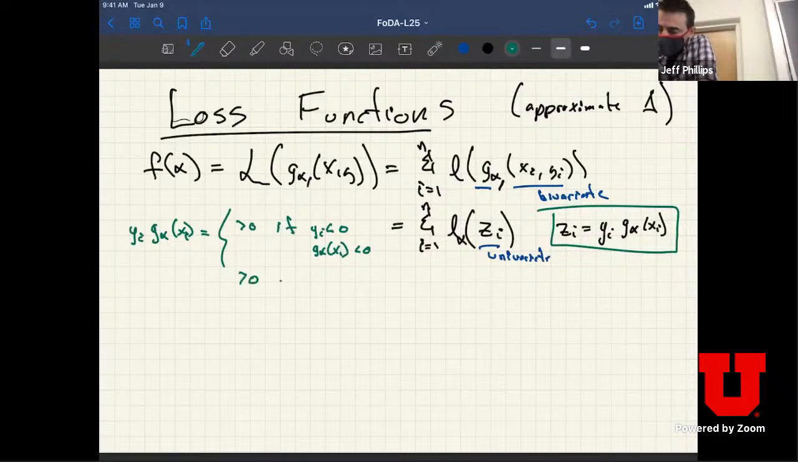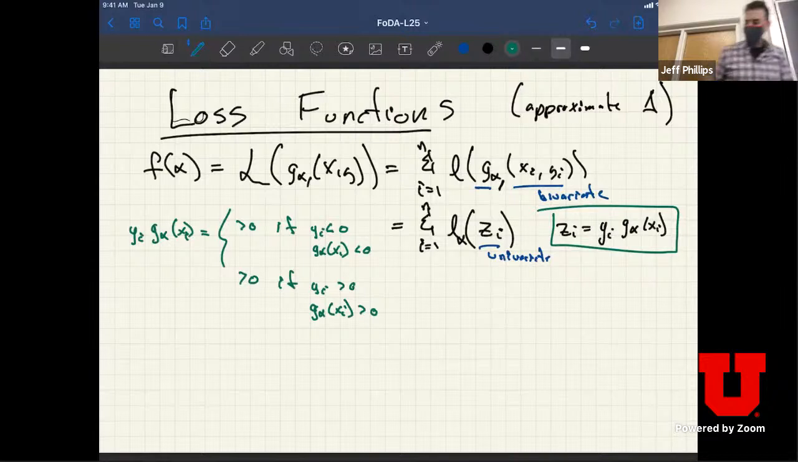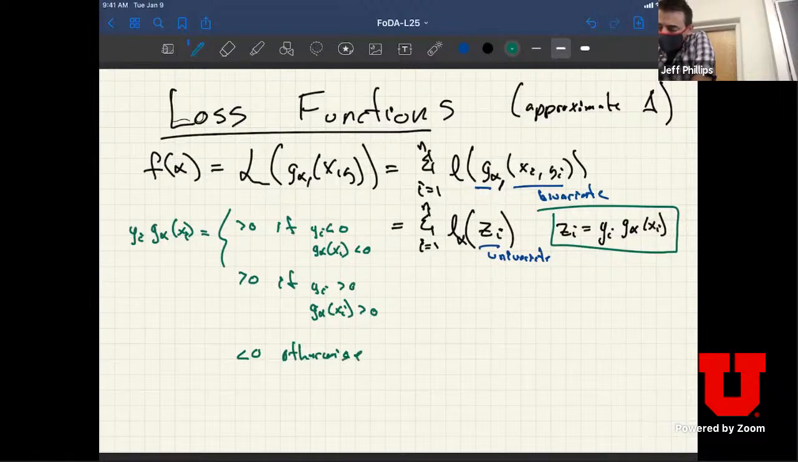It's going to be greater than 0 if y_i is greater than 0. So let's say it's a positive value, and g_alpha(x_i) is also greater than 0, right? So if it's positive and I predict positive, I also get a value greater than 0, right? But I get less than 0 otherwise, which is a bad prediction.